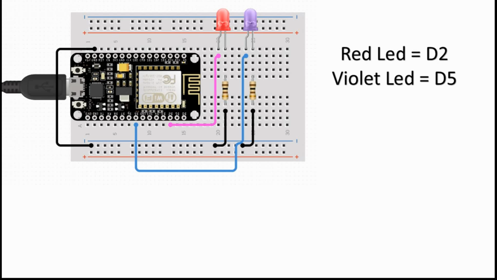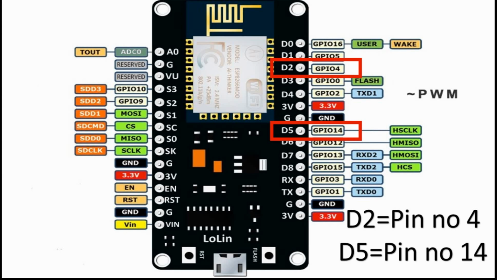But there is a twist. That is, we can't use that D2 and D5 as a pin number inside a code. We need the actual pin number, that is GPIO4, as you can see over here, that GPIO4 for D2 and GPIO14 for D5, which is very important inside a code, which we will declare inside a code for the further process.